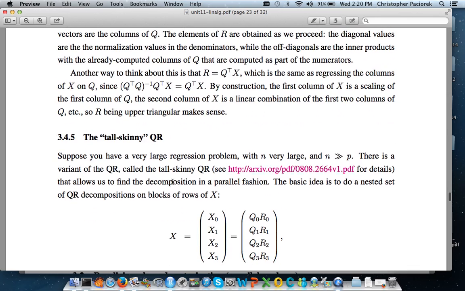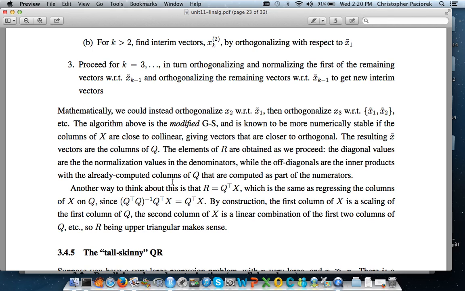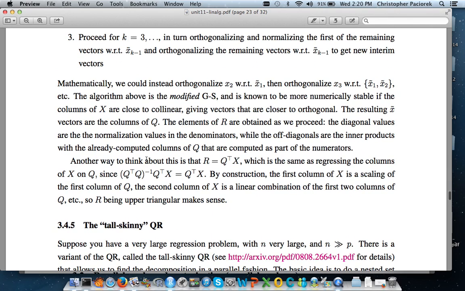Okay. Any questions about that? So what was the benefit of using this algorithm compared to previous ones?